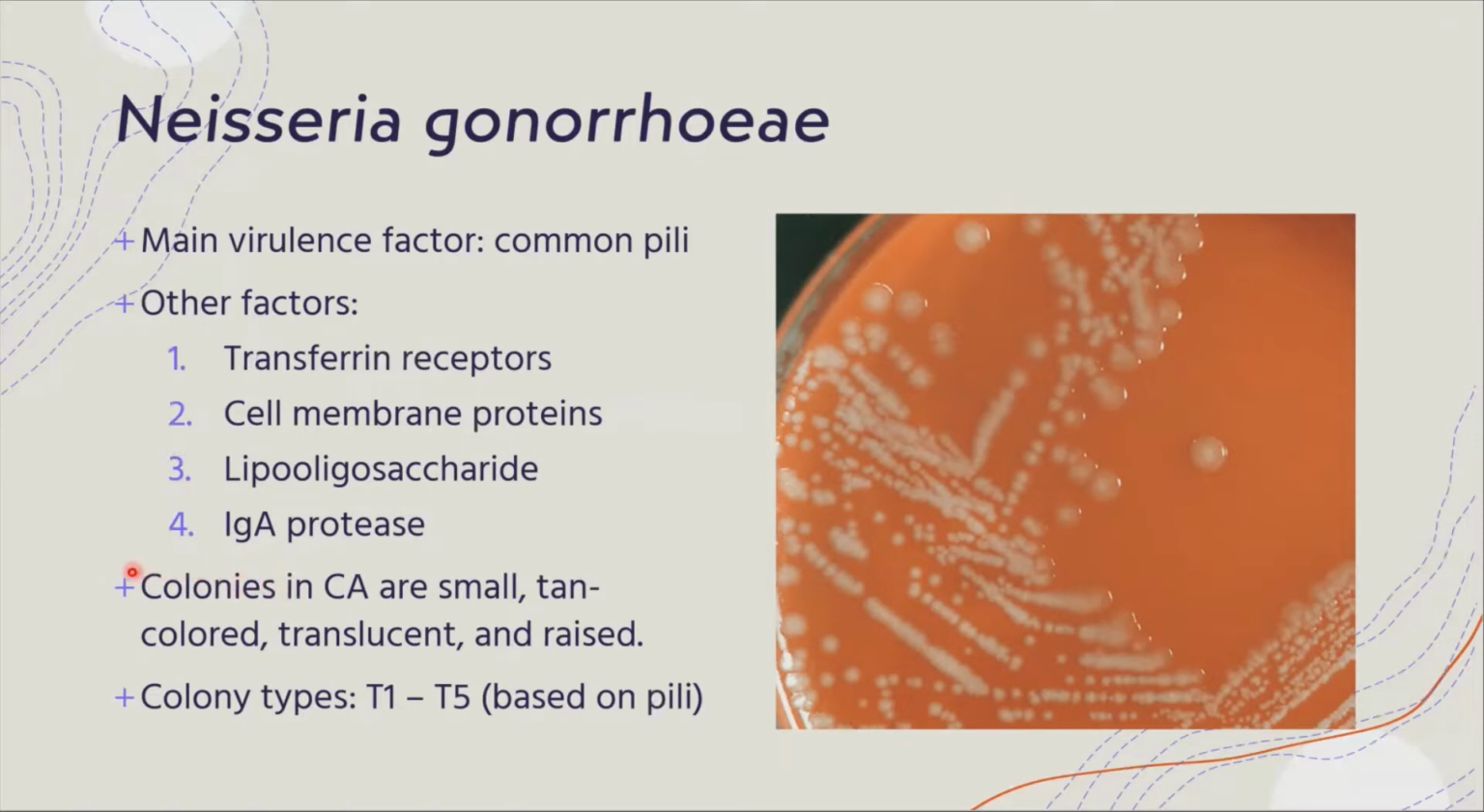Now, Neisseria gonorrhoeae, since meron siyang IgA protease, pwede niyang labanan 'tong protective mechanism natin, no? So it can cleave or degrade our IgA. Kaya nakakapag-colonize siya sa ating mga mucous membranes.